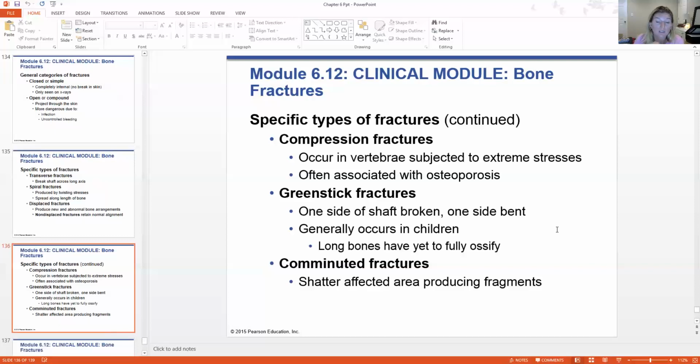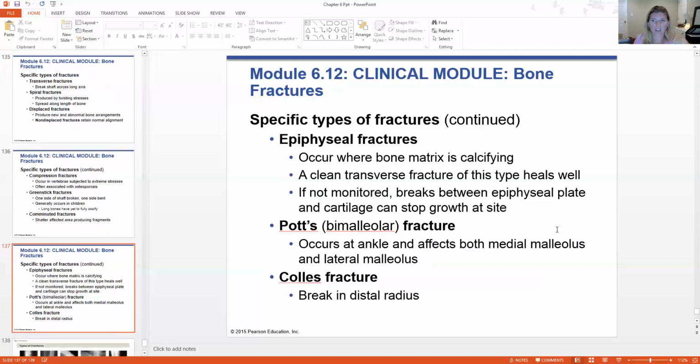A comminuted fracture is where there's several fragments that were produced. That's what I had on my shoulder, really nasty. There's also epiphyseal fractures. This is where that epiphyseal line is just broken off. This is where that bone matrix is calcifying, so it can be healed properly and have no effect on growth, or it could affect growth depending on the age. A Pott's fracture is one that's specific to the ankle. A Colles' fracture is a break in the distal radius. That's what I had on my wrist.